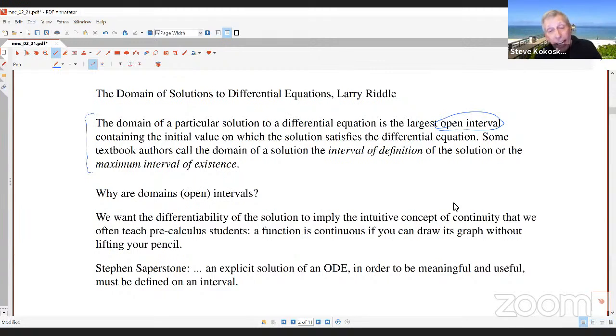Well, okay. And here's one more quote. I found this one. It said, this is a more practical reason, I guess. It says an explicit solution of an ordinary differential equation, in order to be meaningful and useful in the real world, to have practical applications, must be defined on an open interval or on an interval.